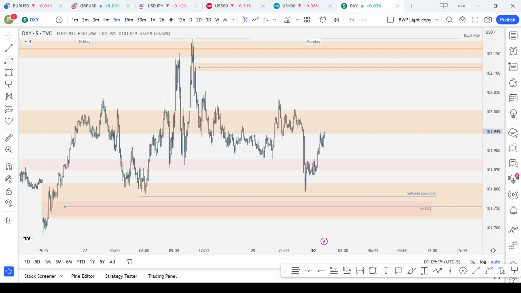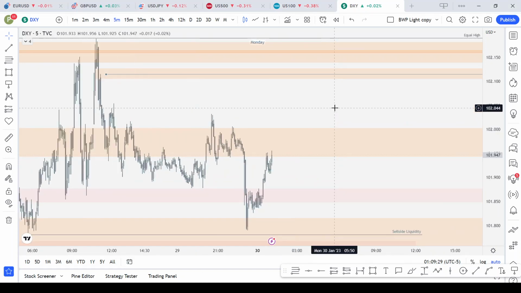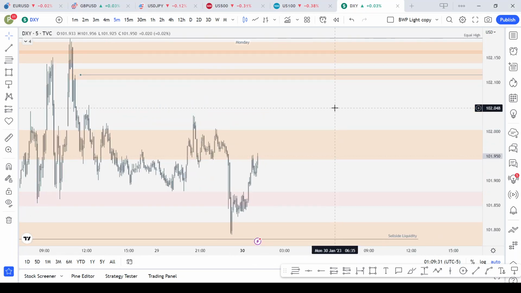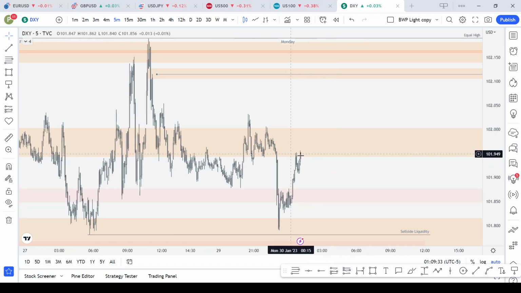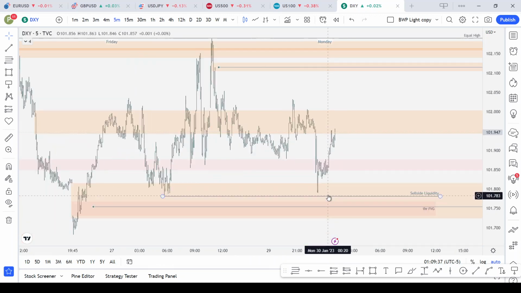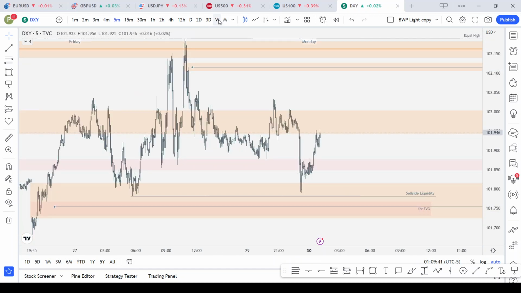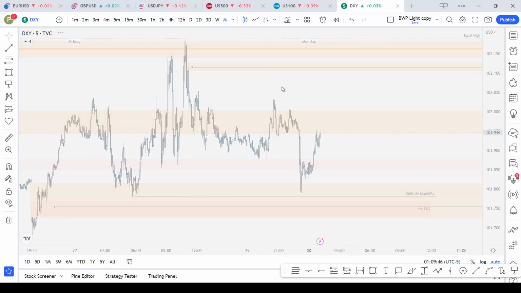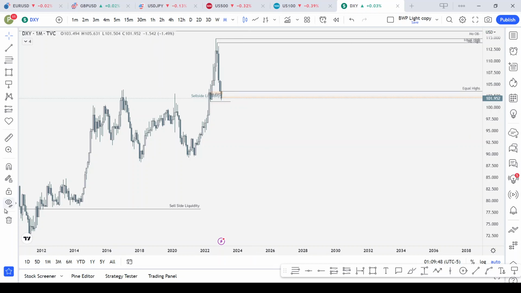DXY. As usual, we are going to start with DXY. The DXY is likely going to reject from here, take out this low and drop to this level. But let's go to the weekly time frame. Let's start from the monthly time frame.